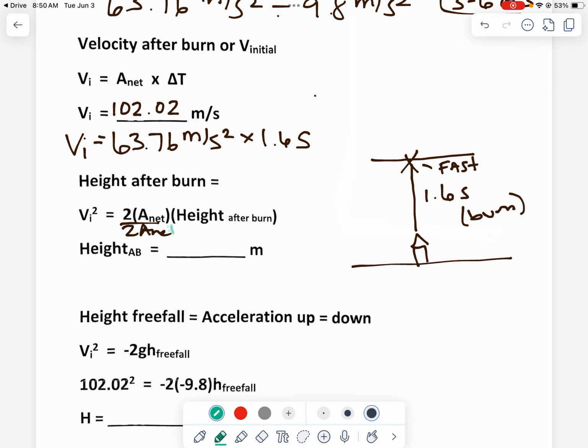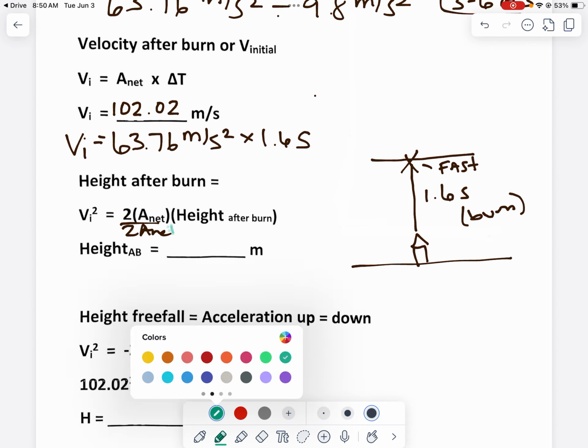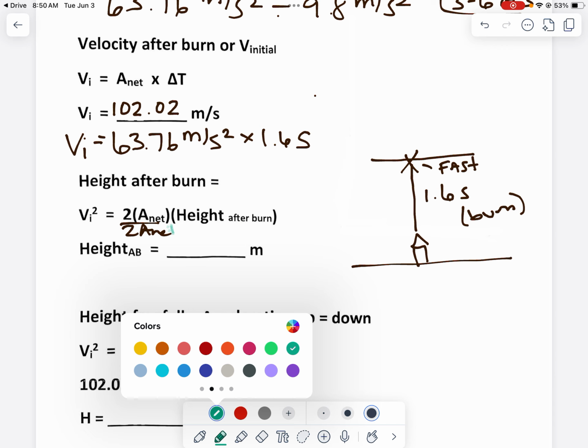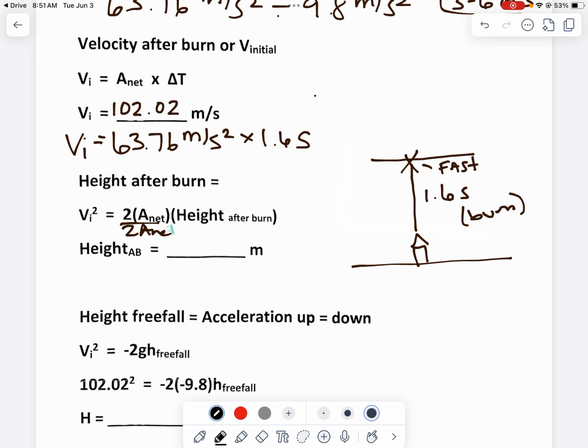Uh-oh, did I change it to green? I don't want green. Okay, let's see if I fixed it. We divide this side by 2a net. Well, I changed it, but life will go on.